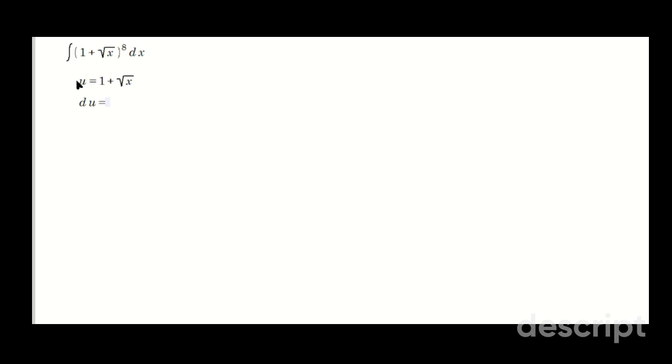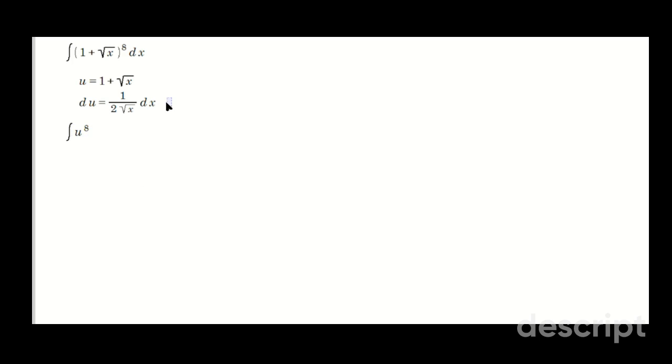Differentiate. So du will be equal to the derivative of 1, which is 0, and the derivative of this one, perhaps you remember, would be 1 over 2 root x, and then you put the dx in here. Okay, so now you make a substitution, so antiderivative of u raised to the 8th.